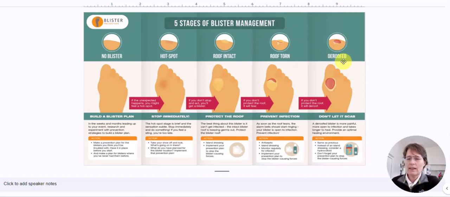If we don't do enough there, then what happens is the blister de-roofs. And when the blister de-roofs, we still need to implement infection control with the antiseptic and the dressing. So the dressing can either be an island dressing or a hydrocolloid. Hydrocolloids are great, but again, it's not enough. We've still got to implement the prevention. Just because you've got a hydrocolloid on there doesn't mean that that blister's not going to get any worse. If you have to carry on that activity, it's going to get worse.